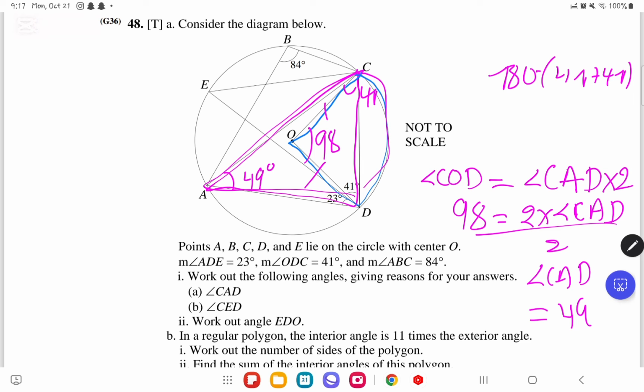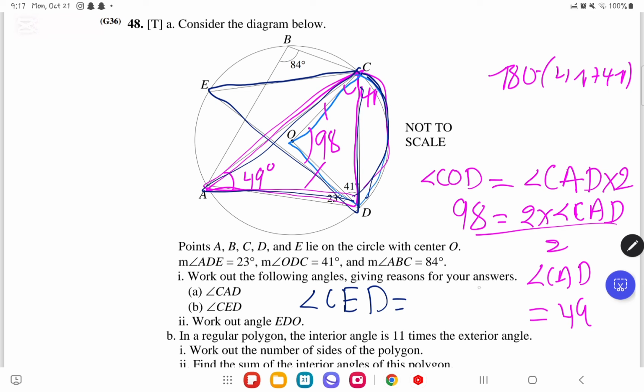Now, CED, they need what? CED. Since they are inscribing the same arc as CAD, the measure of CED is equal to the measure of CAD, which is 49. Now they want us to find the measure of the angle EDO.